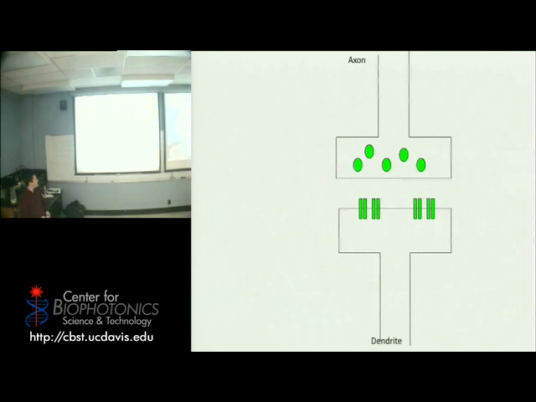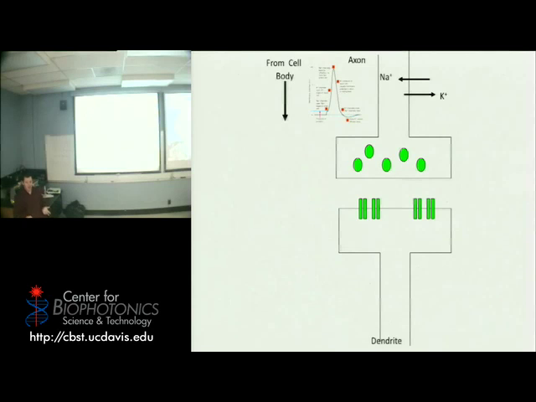So this is my crude drawing of an axon here and a dendrite here. And here's your action potential. So what happens is it moves from the cell body down the axon, and it gets down to the terminal here. So again, your sodium's coming in and your potassium's coming out.